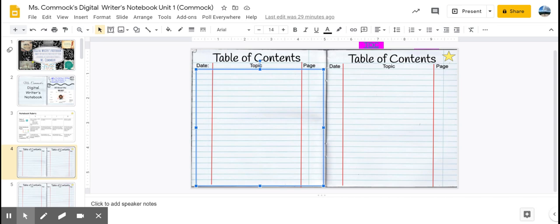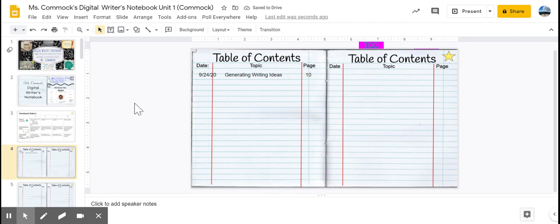Let's say you're starting to write and you're not sure where to start. You might look at, for example, a lesson that we did on, and I'm just going to throw out some hypothetical dates, on 9/24/20. And this particular lesson was about generating writing ideas. And you know that that information is on page 10. Again, just an example of your notebook.